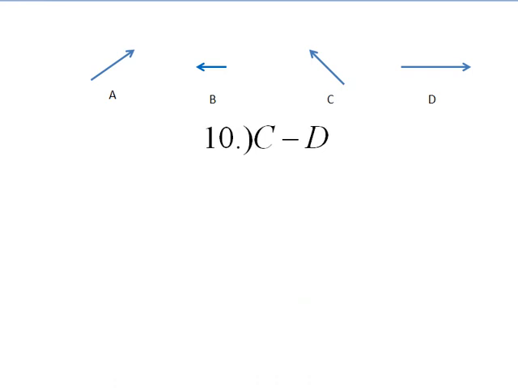Let's try one more. C minus D. So we'll put C up here. We've got C. And now we want a minus D. When you have a minus, you go exactly opposite of the vector that you're shown. So that would go this way, wouldn't it? Minus D. And our resultant would be right there.